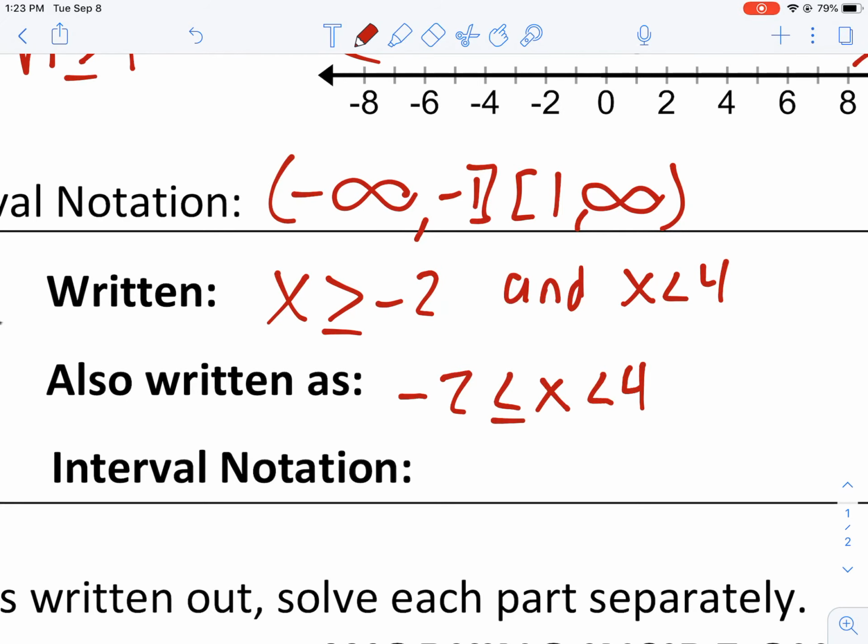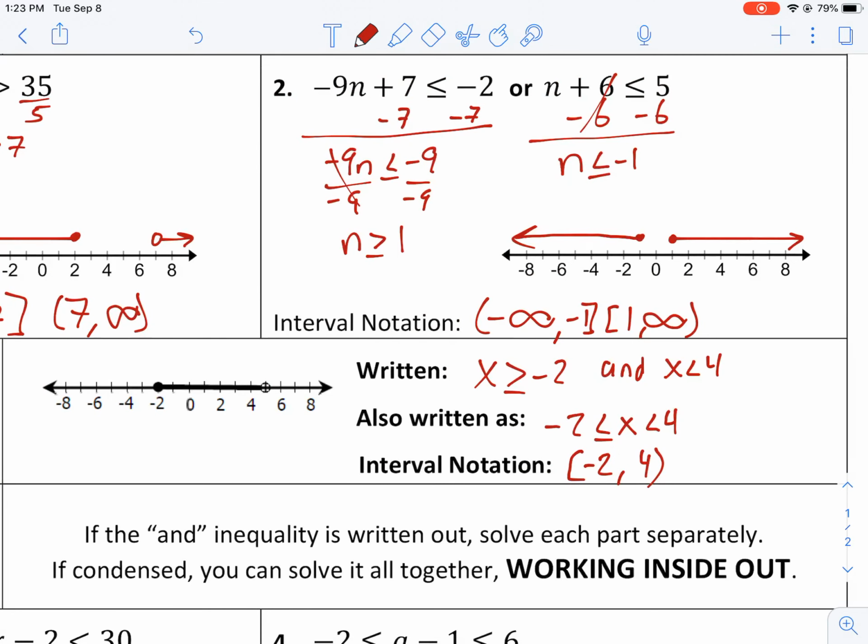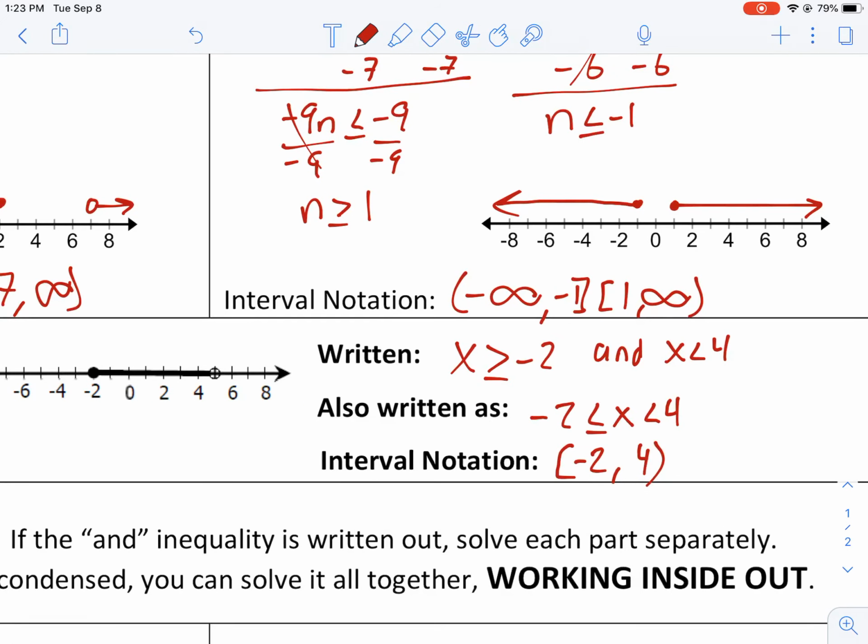And so the cool thing about this method is that it makes it really obvious what the interval notation is. You're starting at -2, you're ending at 4. So you don't even need infinities here, because it's starting and stopping. So there's no arrows, which means no infinity.